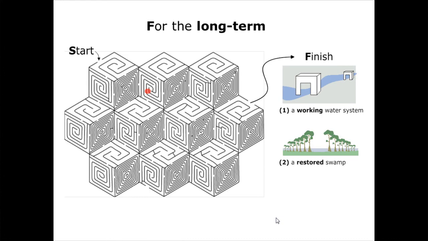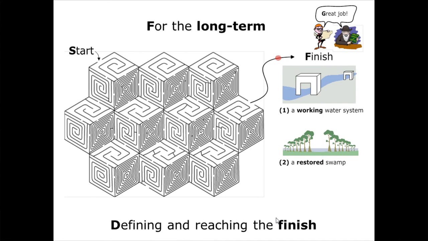And then for the long term, I think we want to get out of this maze. We want to figure out where the finish is. We want to define that finish and reach that finish. We have to define the finish before we can reach it. And I think that finish involves the biologists and the engineering perspectives coming together so that we have a working water system, and also achieve a restored swamp.